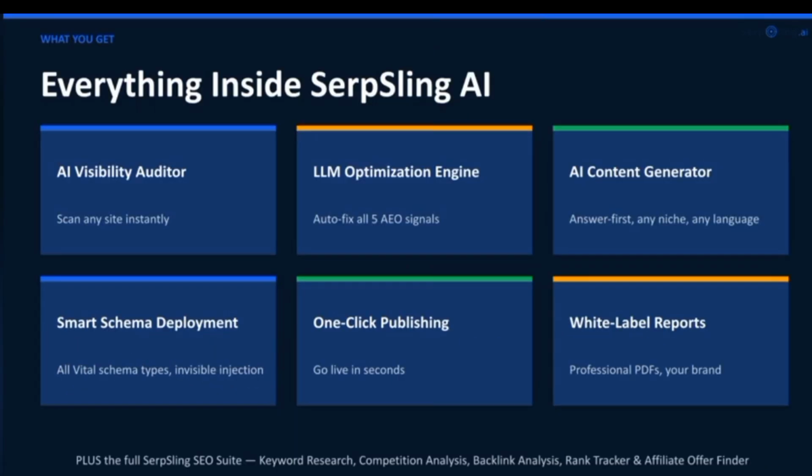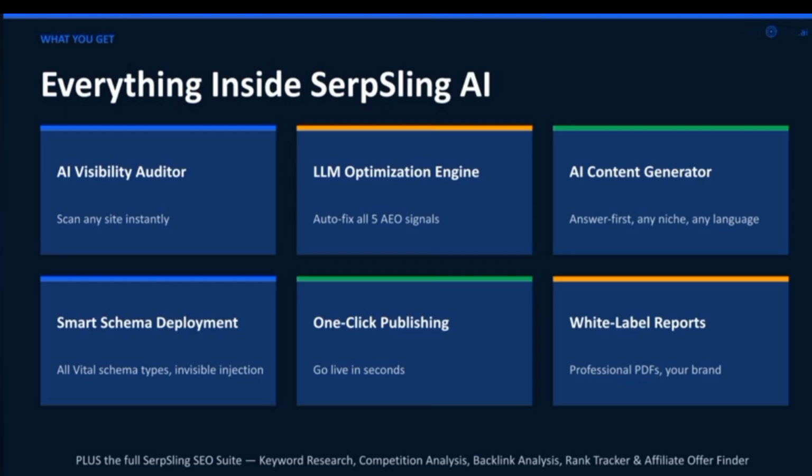So let me quickly break down everything you're getting inside your Serpsling AI account. Because it's not just the 3-step system, you're also getting the AI Visibility Auditor, scan any site and know exactly where they stand. The full LLM optimization engine, automated fixes for all 5 AEO signals. The AI Content Generator, this creates answer first, AI optimized content in any niche, any language. Smart Schema Deployment. This comes with all the most vital pre-built schema types, injected invisibly through our WordPress plugin. One-click publishing. Go from optimized to content on your site in seconds.